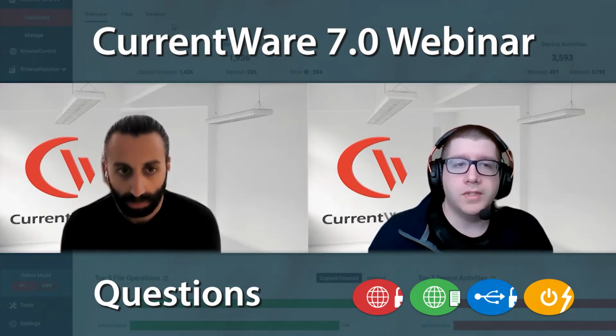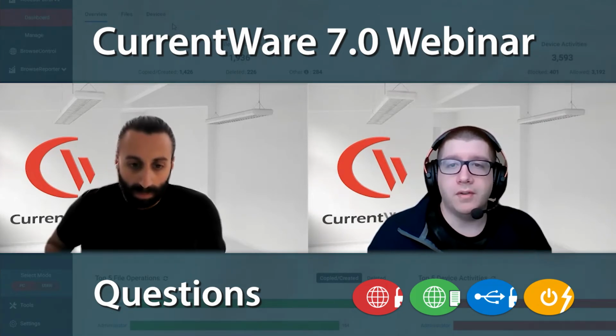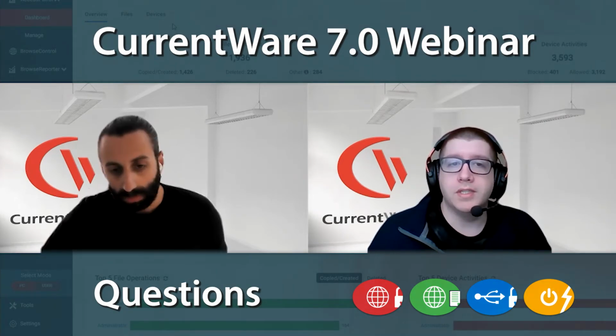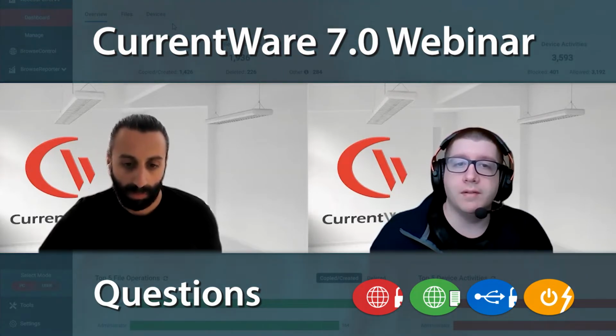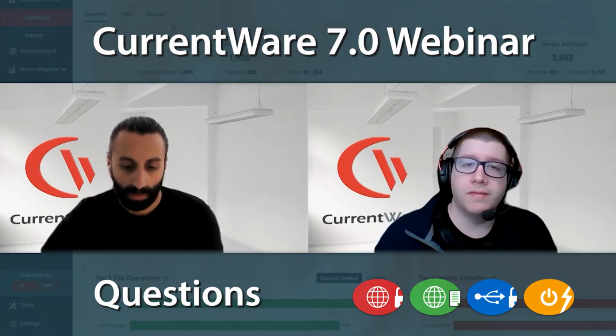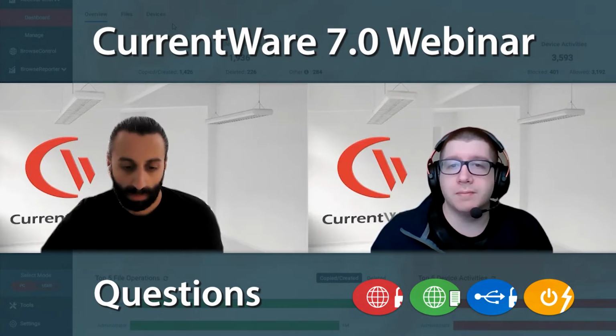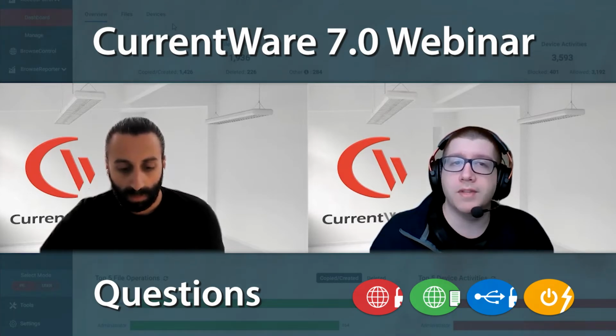Yeah, that's a good question. CurrentWare is completely cloud capable. So you can put the CurrentWare server install on any of the main instance providers. So something like Amazon AWS, Microsoft Azure, Google Cloud would be the main ones. And we have all the setup details for that on our website.